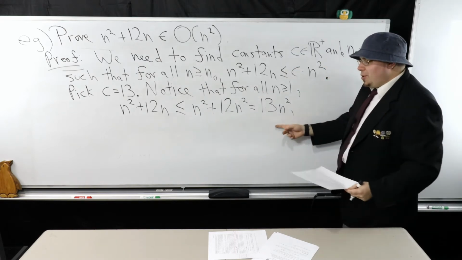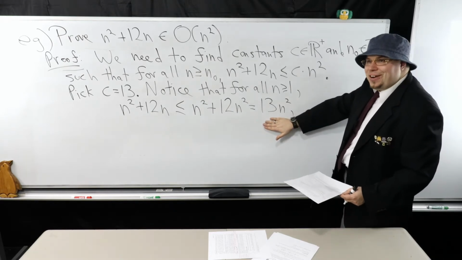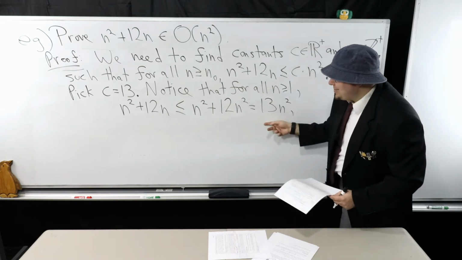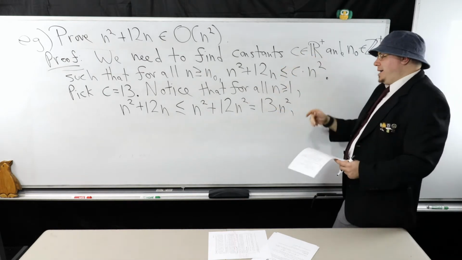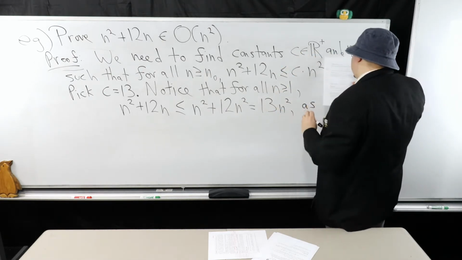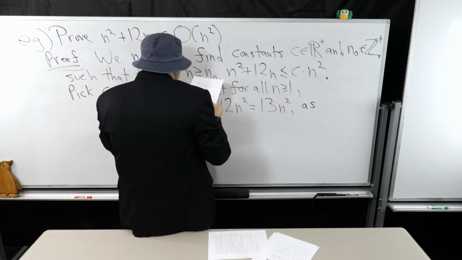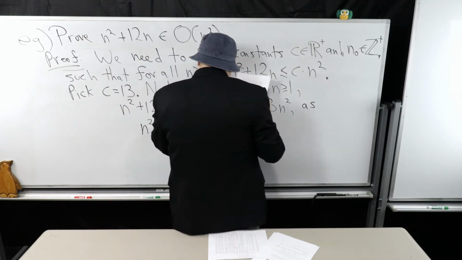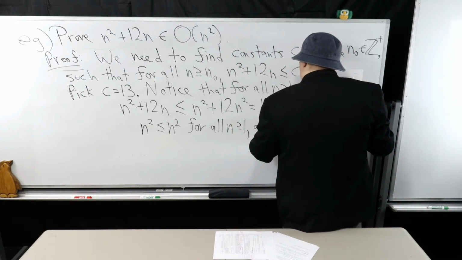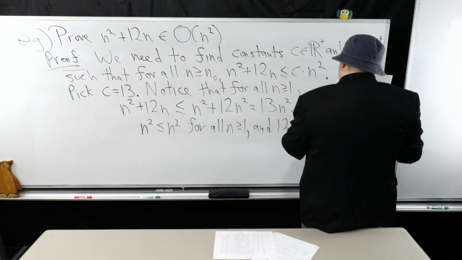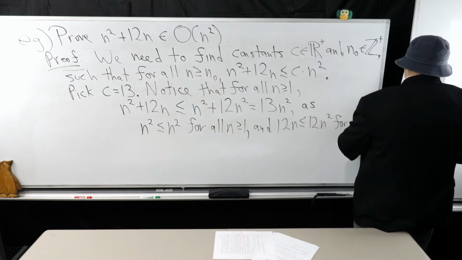Now, I haven't yet justified why this is true, right? You have to make sure when you write something down like this, you need to justify it at some point. Now, this part is obvious. I'm saying that this statement is true, and I'm going to give you my reason why now. As n squared is less than or equal to n squared for all n greater or equal to 1, and 12n is less than or equal to 12n squared for all n greater or equal to 1.